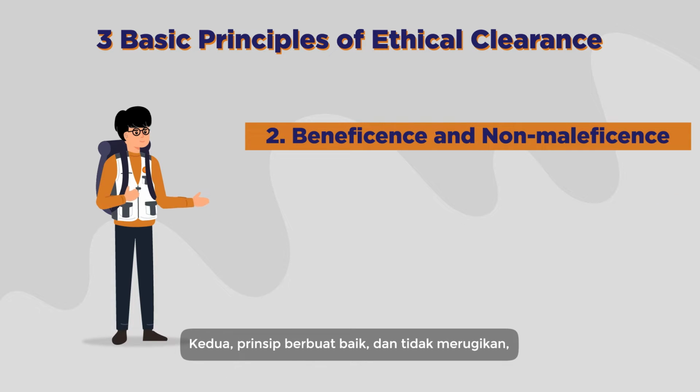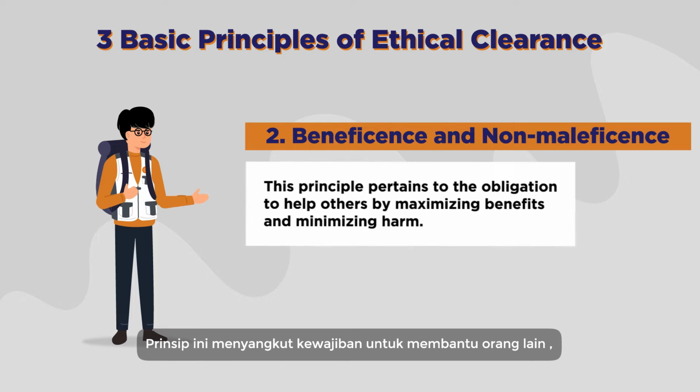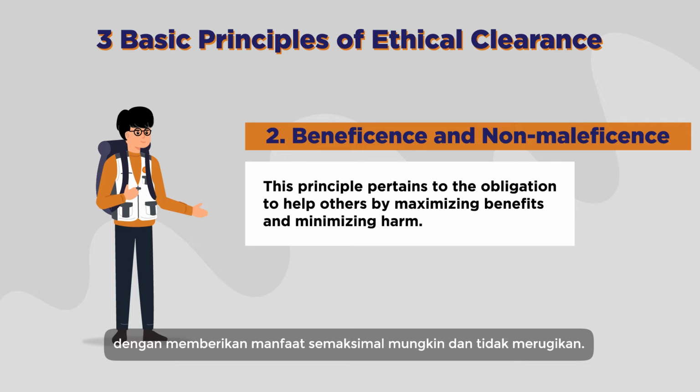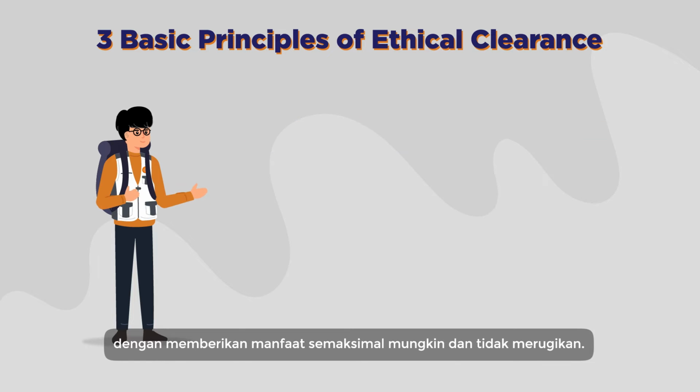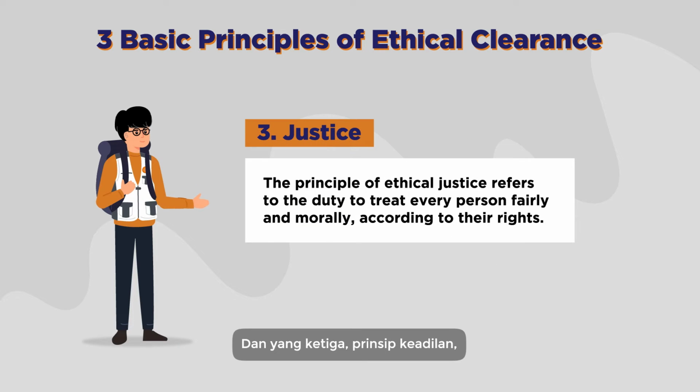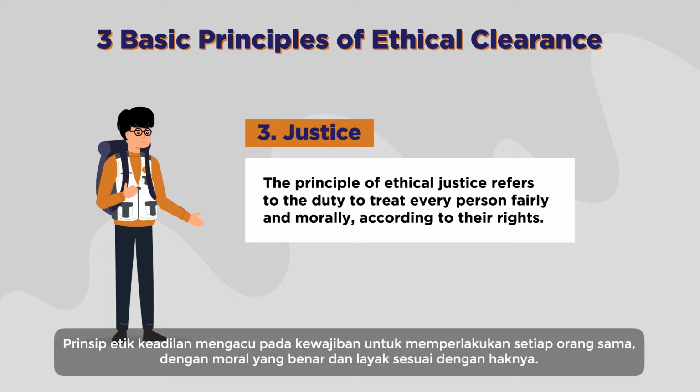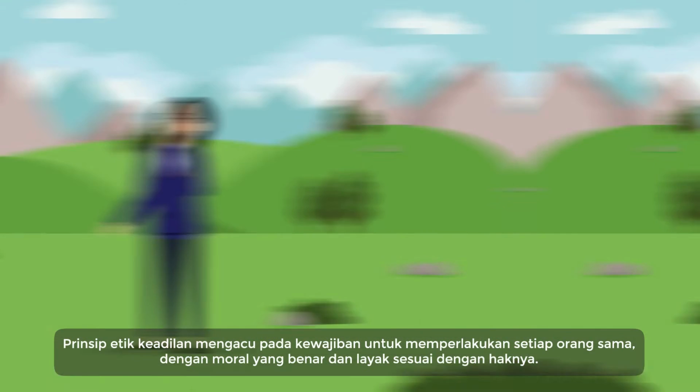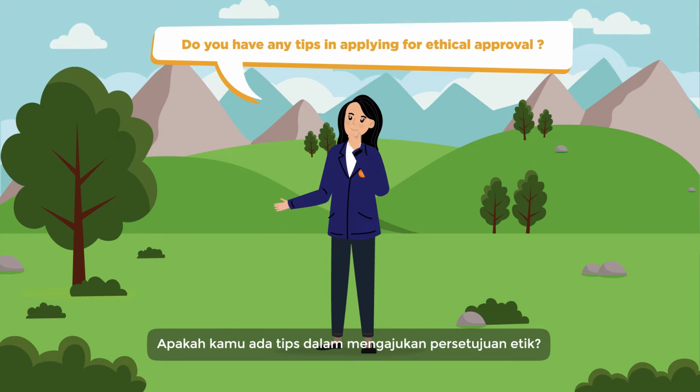Number 2, beneficence and non-maleficence. This principle pertains to the obligation to help others by maximizing benefits and minimizing harm. And number 3, justice. The principle of ethical justice refers to the duty to treat every person fairly and morally, according to their rights. Do you have any tips, Us, in applying for ethical approval?